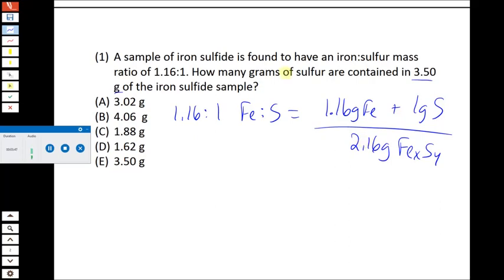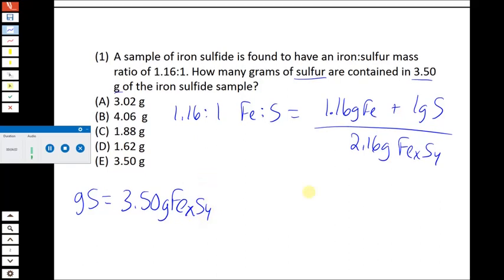We want to know how many grams of sulfur are in 3.5 grams of the compound. So we're going to solve for grams of sulfur, given that we have 3.50 grams of the compound, which again we don't know the exact formula of, so we can't use mole ratios or anything very easily to do this. And then we want to get to grams of sulfur, and we want grams of the compound to cancel out.